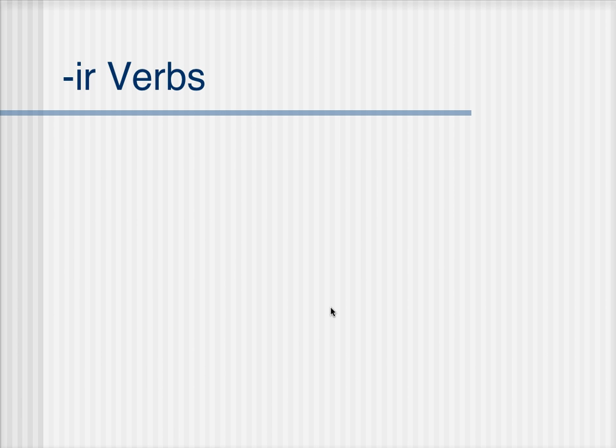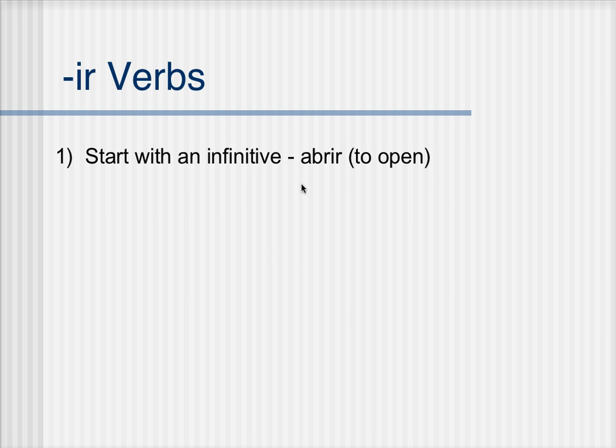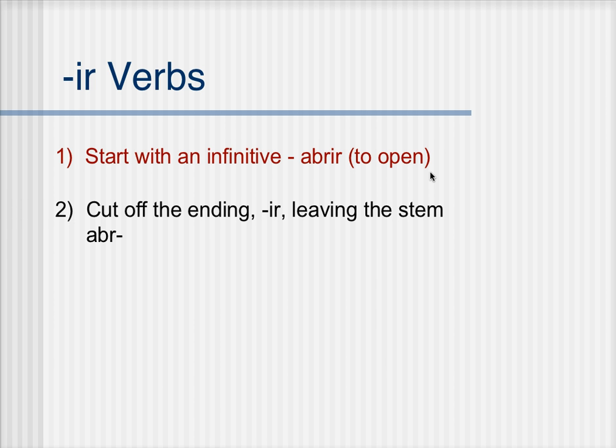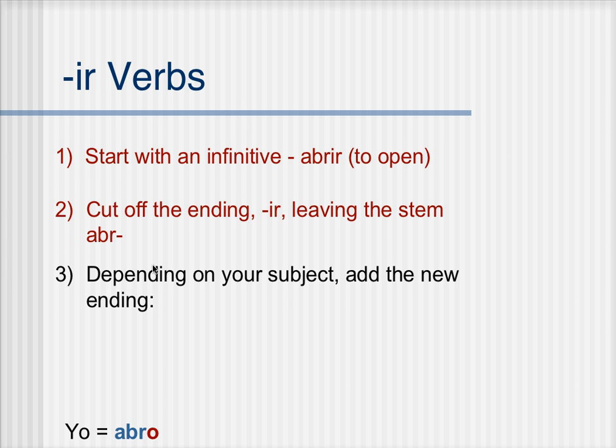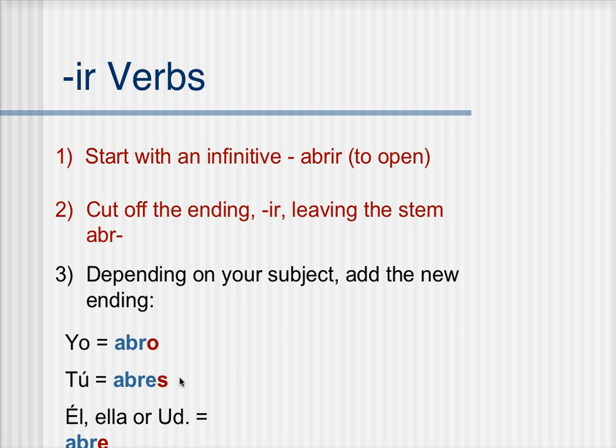Okay, on to the IR verbs. Same process again, so you should become comfortable with it. Start with the infinitive. This time it's abrir, which means to open. Cut off the ending, the IR, which leaves you with ABR, and then add your new endings. For the yo, abro. For the tú, abres. For the he, she, or usted, abre. For the we, abrimos. Now you see the difference.